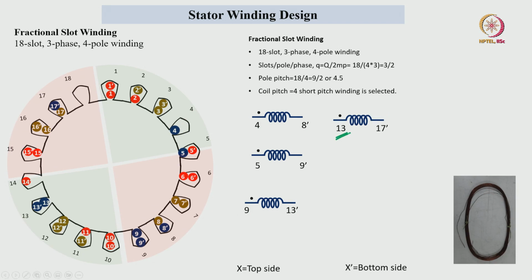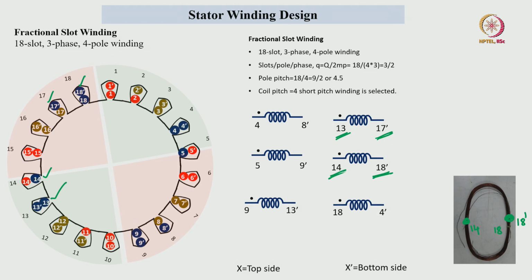Next, 13th slot top side and 17th slot bottom side. Same way, 14 plus 4 will give 18: the 14th slot top side and 18th slot bottom side conductors, or coil sides, are placed related to each and every coil. We can see the coil here: one coil side is placed in the 14th slot, and the next coil side is placed in the 18th slot bottom side.